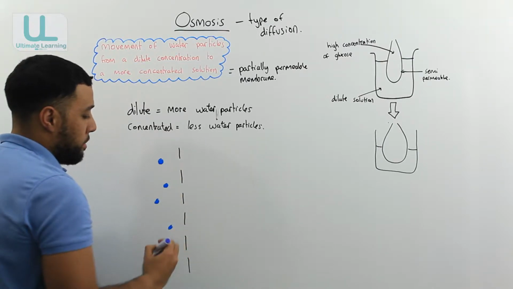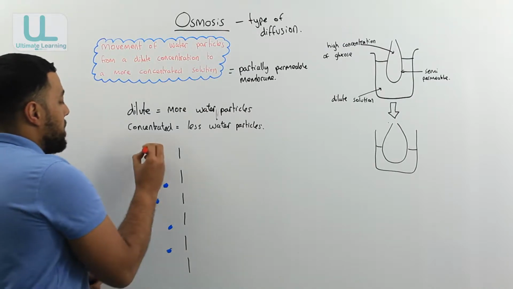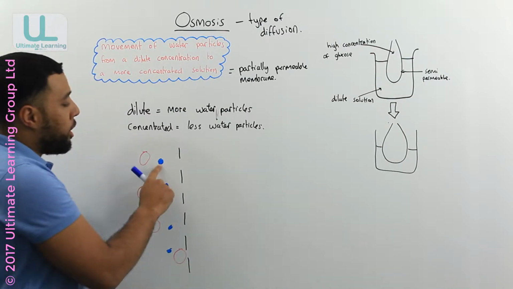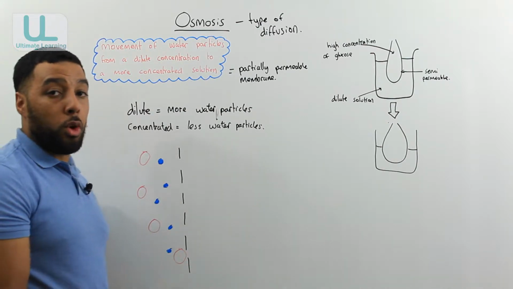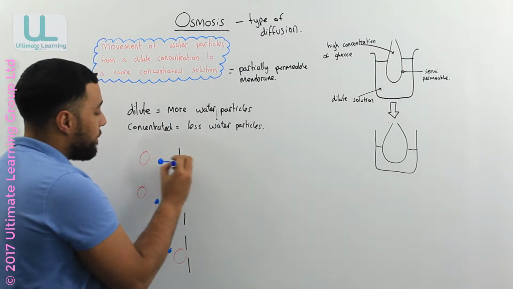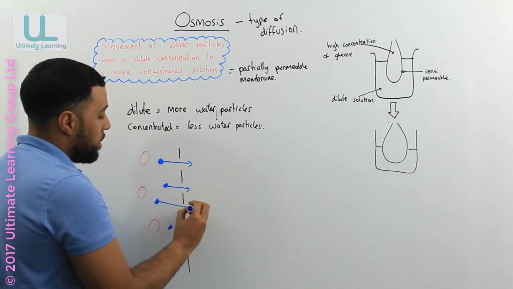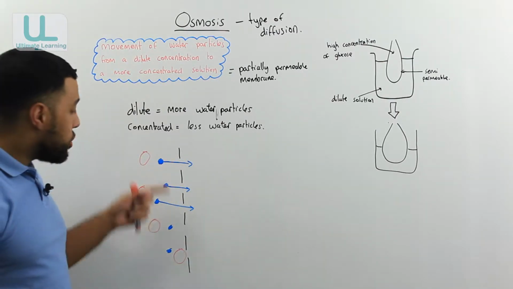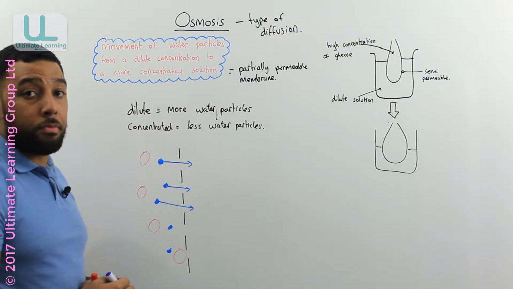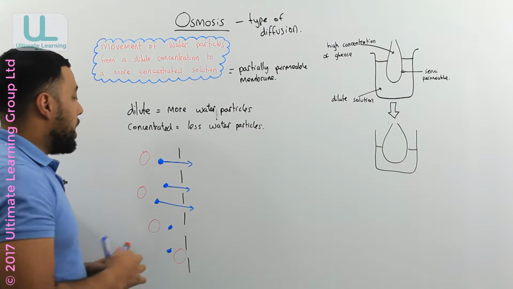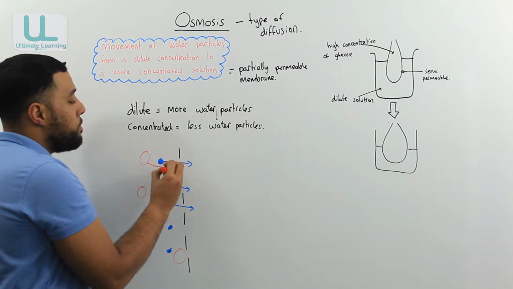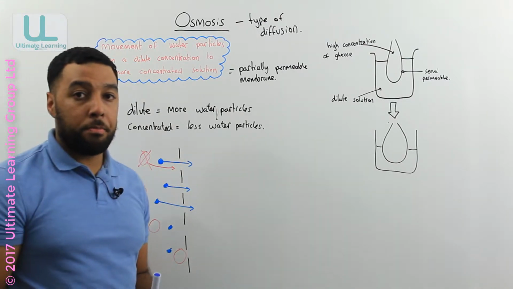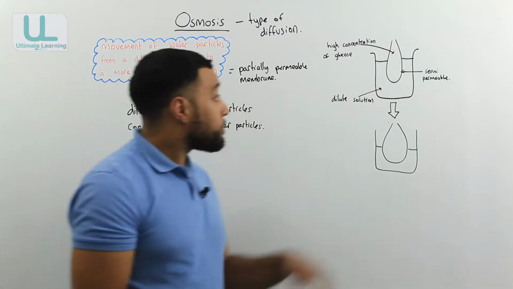a partially permeable membrane, and you can see from my diagram that these blue particles represent the water molecules. Now they're small enough to fit through the membrane. The partially permeable membrane has very small gaps, so the water molecules can fit through them, whereas large molecules like this one, this could be glucose, it's too big to fit through, so it won't be able to get through the membrane.